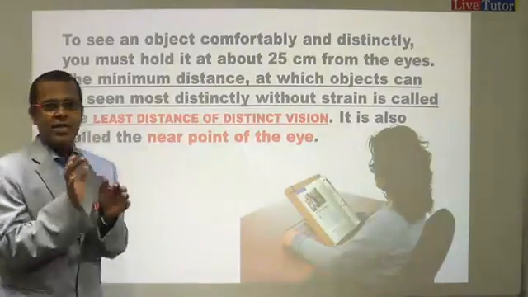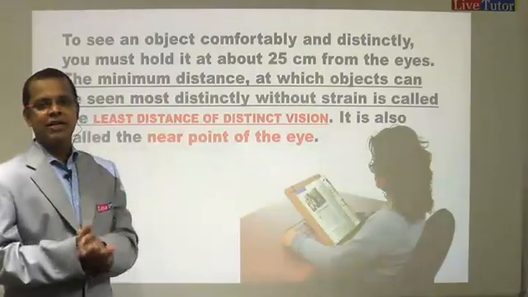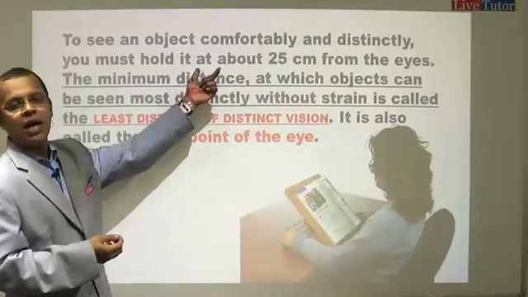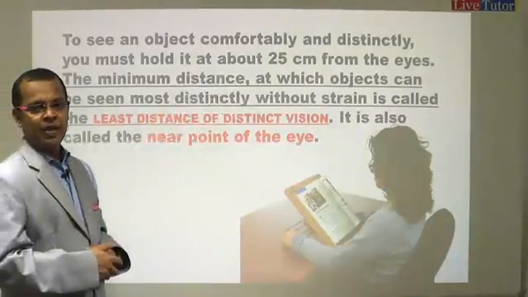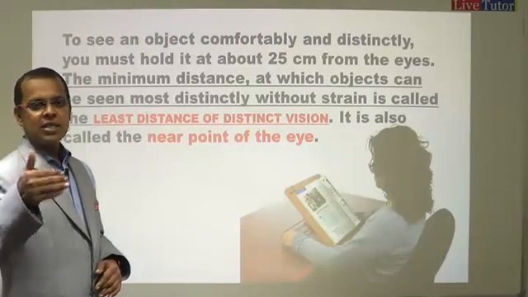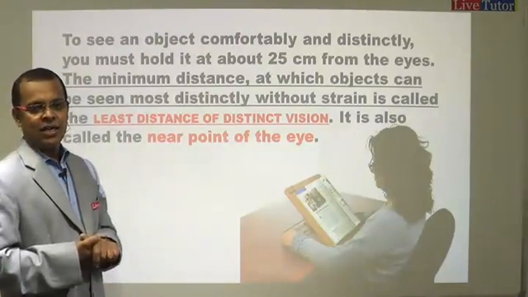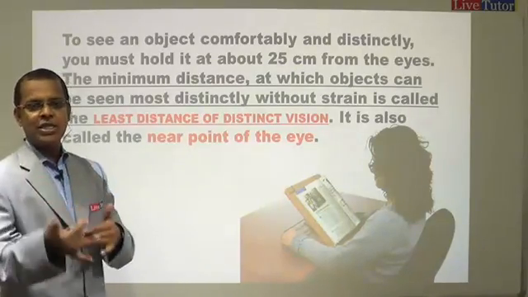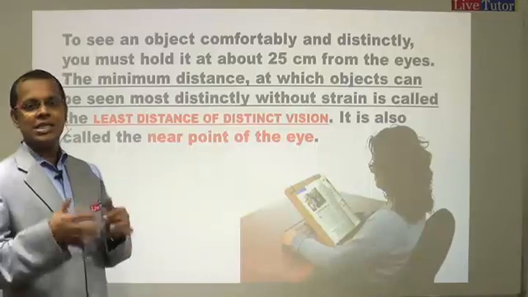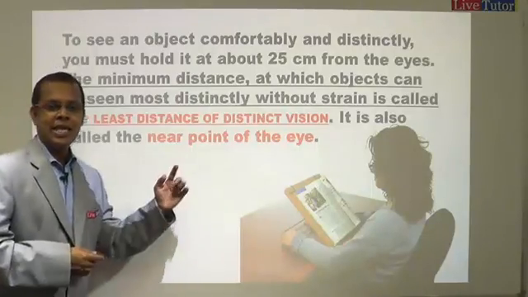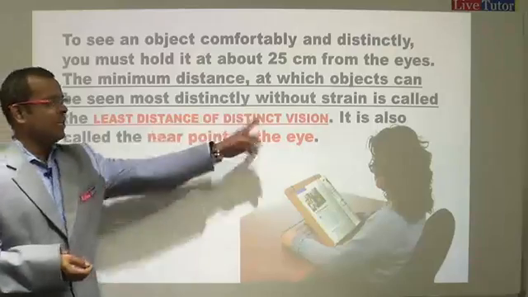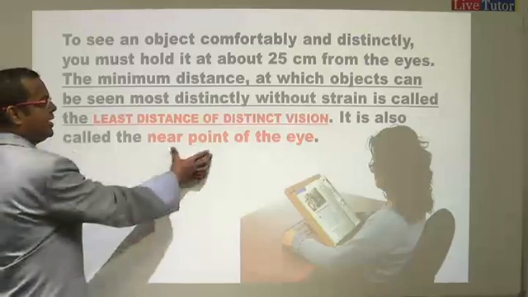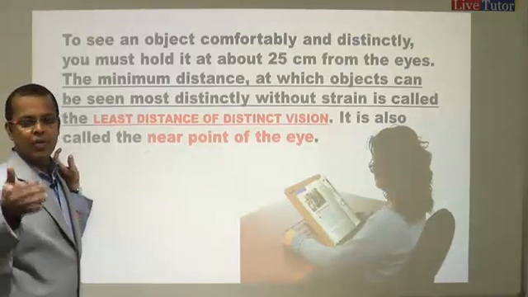So, if you want to see any object, or if you want to read anything comfortably and distinctly, very clearly, you must hold it at about 25 centimeters from the eye. What do you call it? The least distance of distinct vision. What is that? The minimum distance at which you have to keep the object so that you can see it very clearly and distinctly. That is called LDDV, least distance of distinct vision. Or it can also be called the near point of the eye.